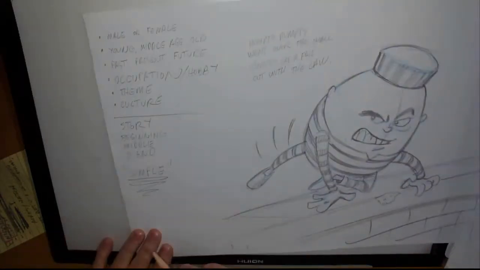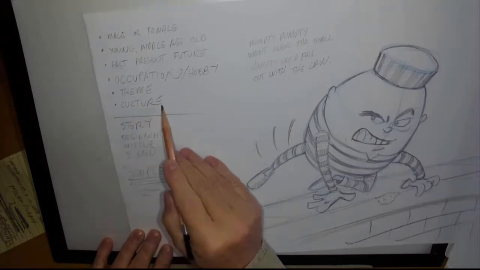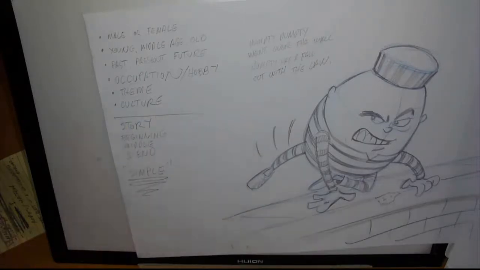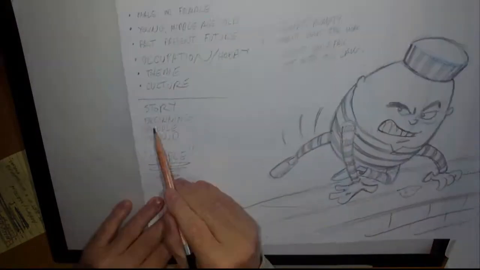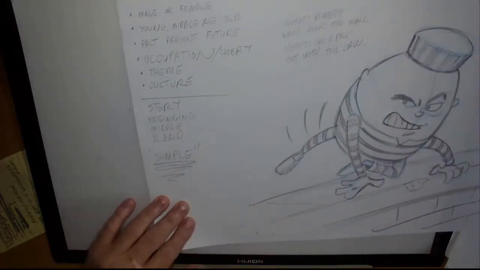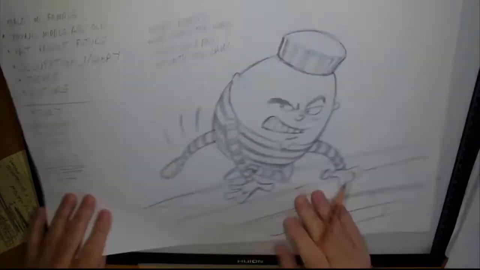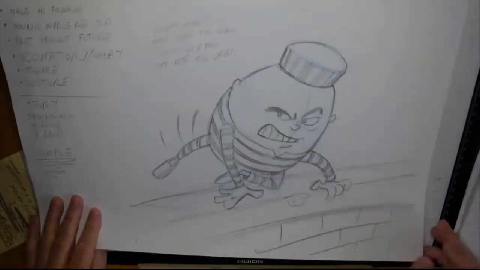Then the whole theme of your story. And what kind of different culture, where are we in the world? Or what are you creating as your own world and working that out? Then working up a story that has a beginning, a middle, and an end. Keeping it simple. And hopefully this sample keeps it simple as well.